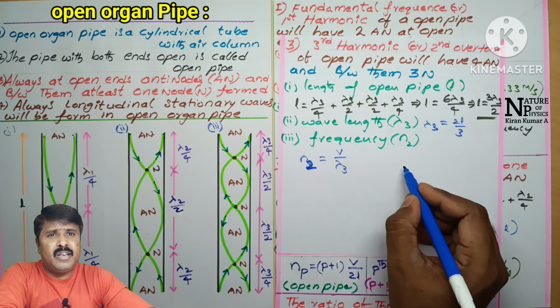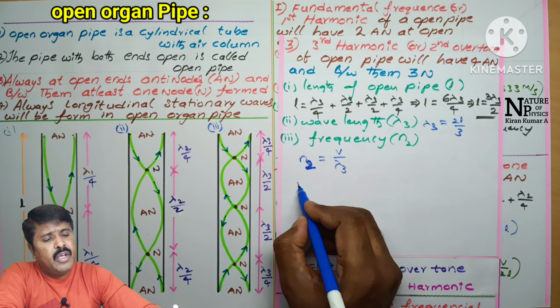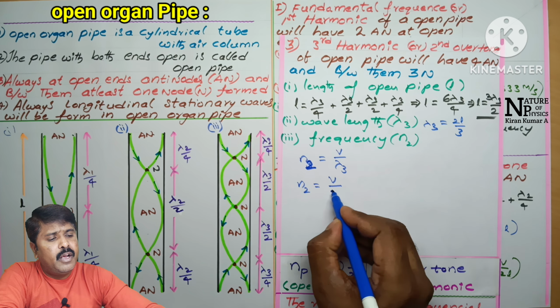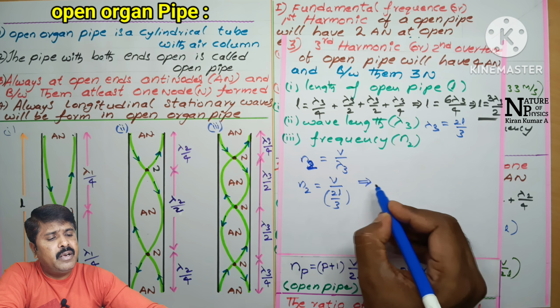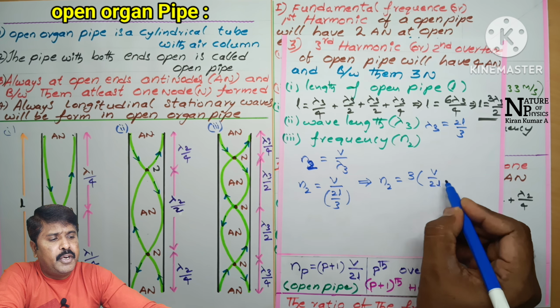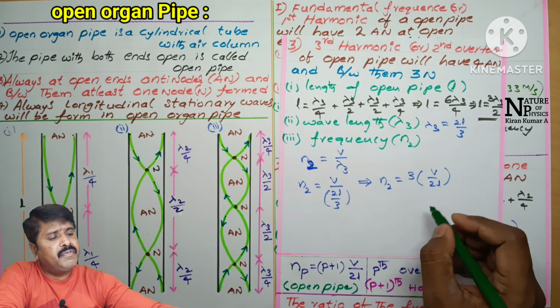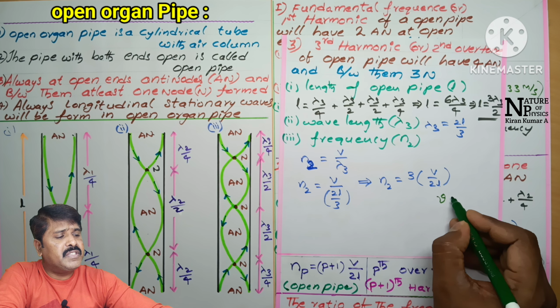V is the velocity of sound, and lambda 3 is replaced from the above equation, so N2 is equal to V divided by 2L by 3. Rearranging that equation, N2 is equal to 3 into V divided by 2L. But we know very well the fundamental frequency of the open pipe, so that N also we can represent as frequency.